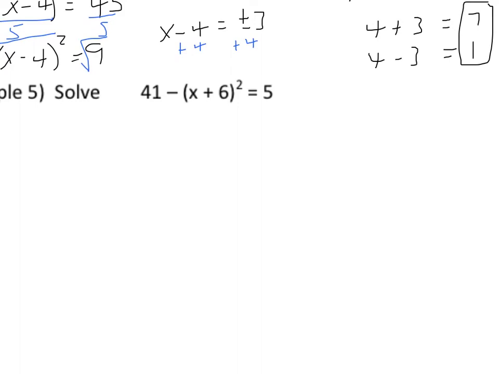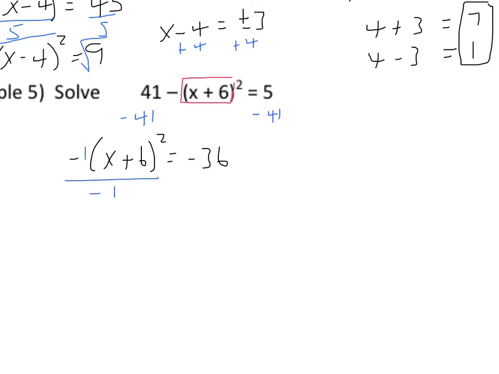We'd start by, again, trying to isolate this. So we'll subtract 41, and we get negative, parentheses, x plus 6, quantity squared, equals negative 36. We have a negative out front, negative 1, so divide by negative 1. We get x plus 6 squared equals 36.